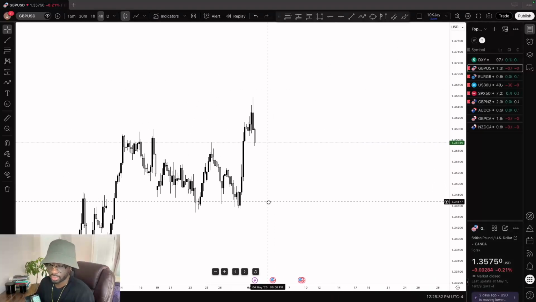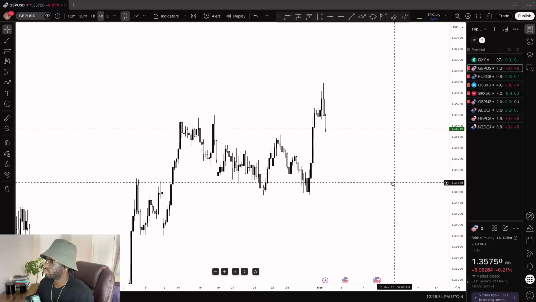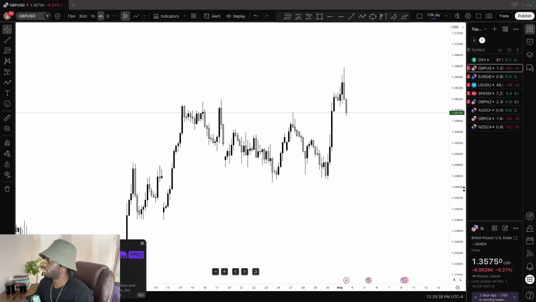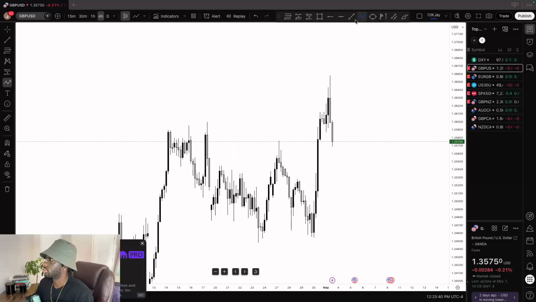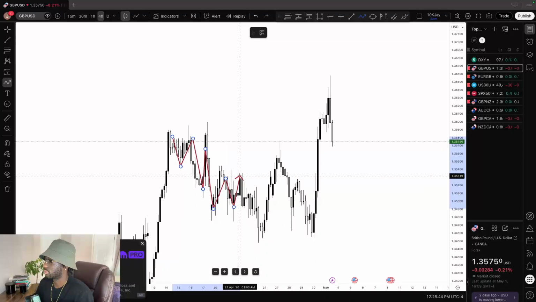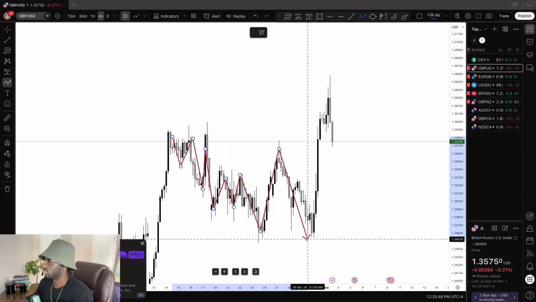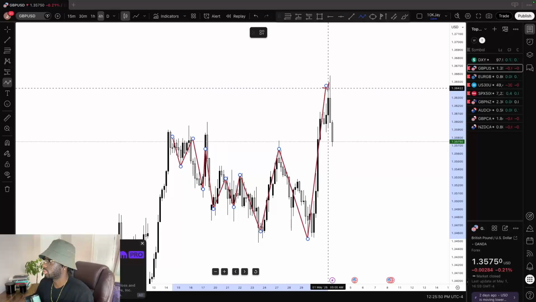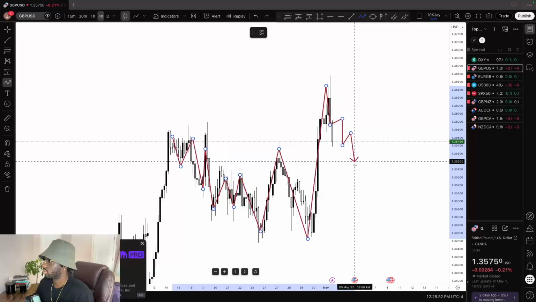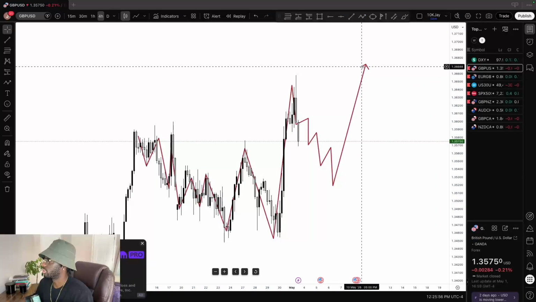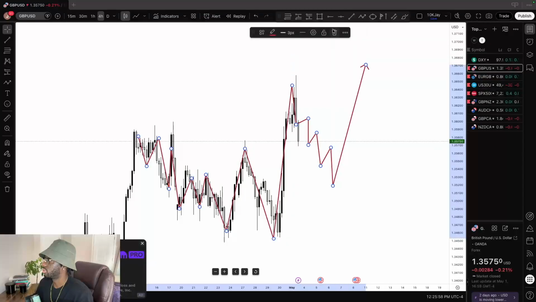4-hour time frame. We have this 4-hour uptrend. We have this liquidity build up here. Liquidity sweep, break of structure. Now I'm just gonna wait for a pullback to continue up. And it looks like this here.